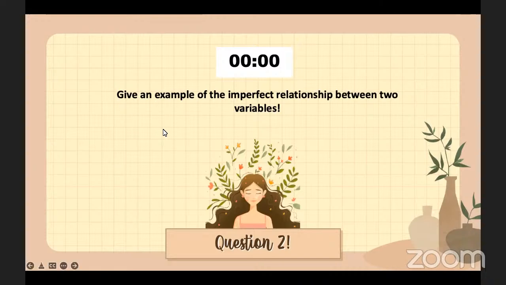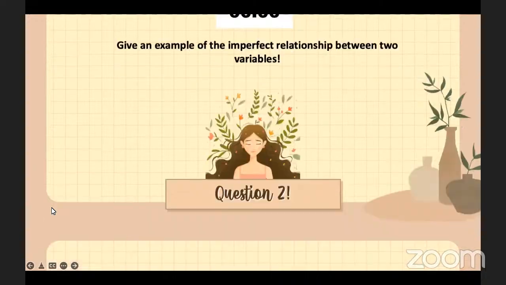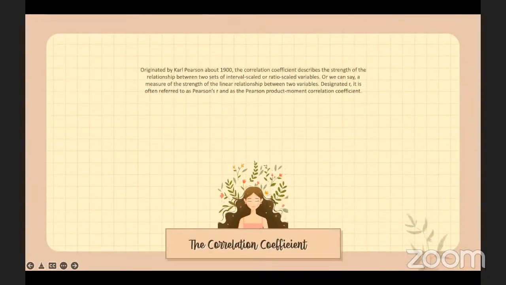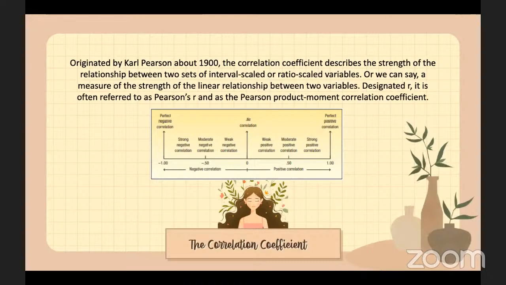And now we move on to the correlation coefficient. The correlation coefficient was originated by Karl Pearson in about 1900. The correlation coefficient describes the strength of the relationship between two sets of interval scaled or ratio scaled variables. Or we can say it is a measure of the strength of the linear relationship between two variables. Designated r, it is often referred to as Pearson r and as the Pearson product moment correlation coefficient.